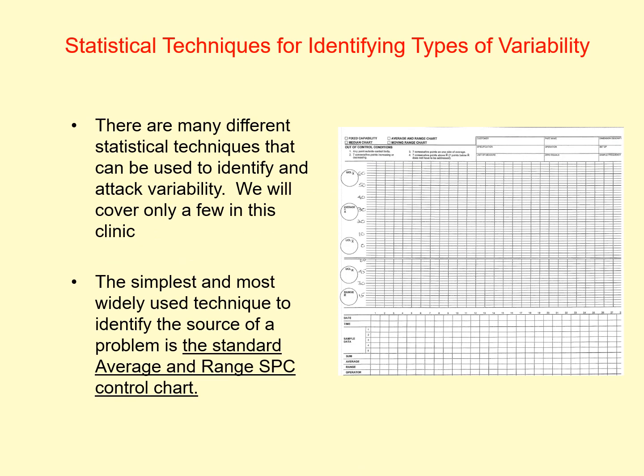Well, we'll be talking about the 3 forms of variability in the next section. There are many different statistical techniques that can be used to identify and attack variability. The simplest and most widely used technique is the standard average and range chart, which is shown on the right.